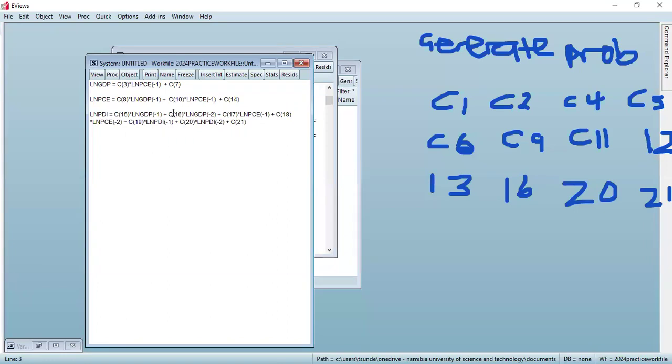To 16, C16, we remove that. Then C20 and 21, the last two. Which means the model that we remain with is this one, right? This is the model that we remain with. So we just estimate this equation, this model, the new model that remains.